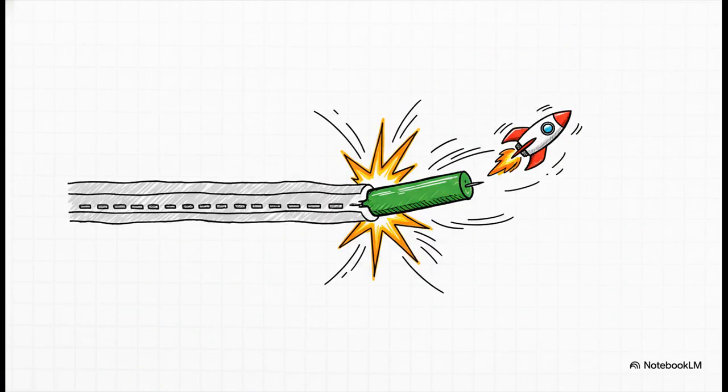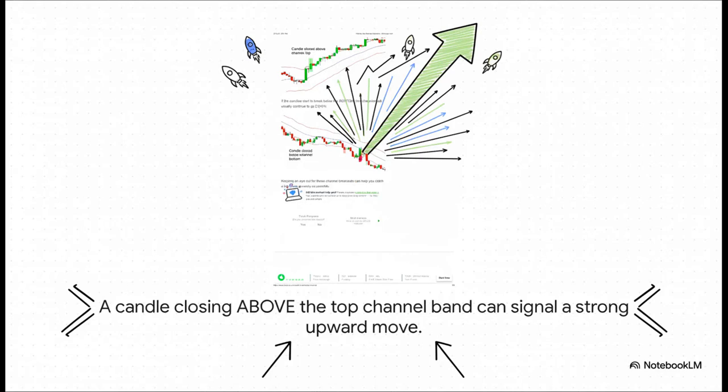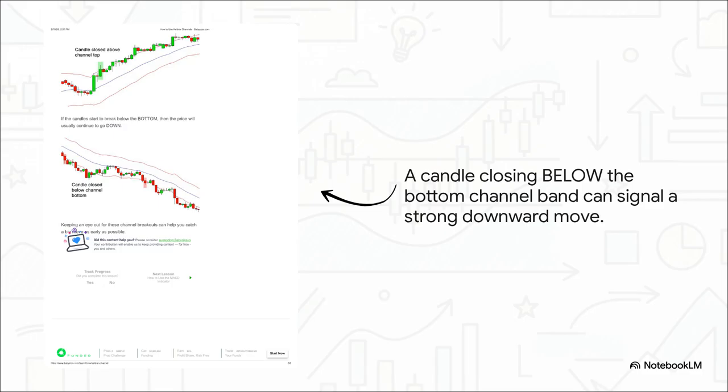Okay, so pullbacks are great, but what about when a brand new, explosive move is about to kick off? Well, that's where trading breakouts comes into play. This is all about catching that moment when the price just explodes out of its range with serious conviction. Check this out. This is a textbook upside breakout. See how that candle closes completely outside and above the top band? That's not just a little poke. That's a powerful signal that tells you the buyers have just steamrolled the sellers, and a big new uptrend could be getting started. And of course, it works the exact same way on the downside.